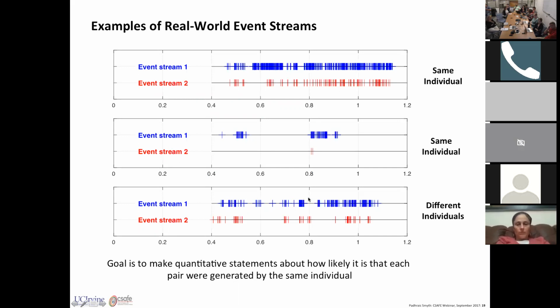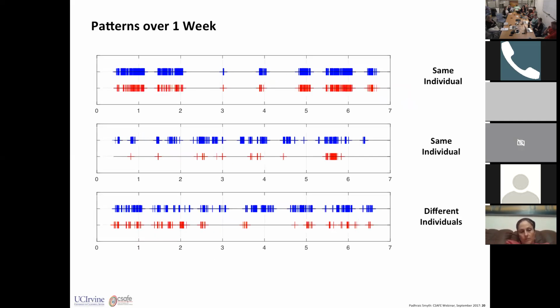So it turns out that the first and second pairs are actually coming from the same individual. This was the same individual doing two different types of actions. And the third one is two different individuals, where we've taken red events from one individual and blue from a different individual. If we back out in time to a whole week of data, which is the full data set that we have, it's much more clear.